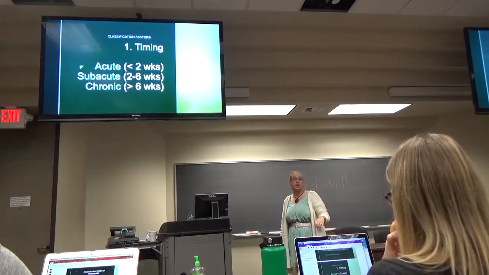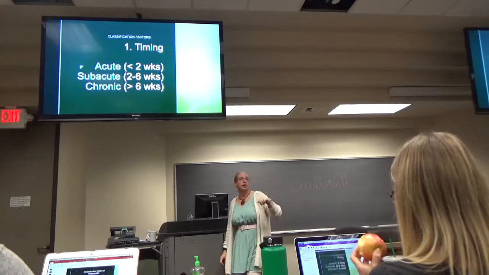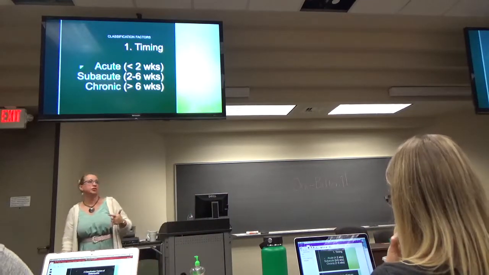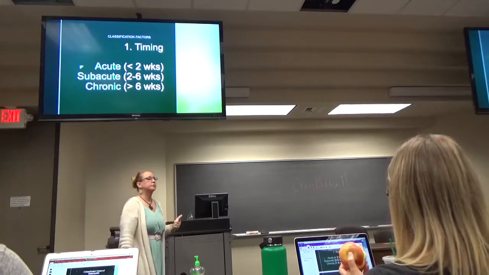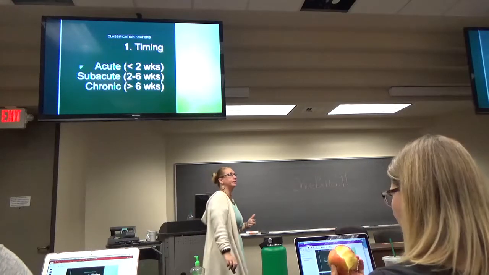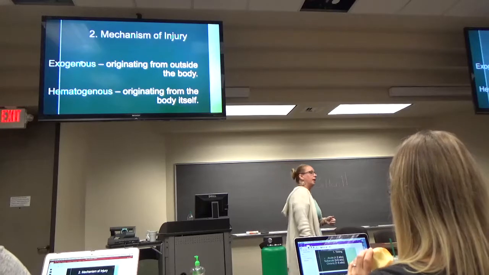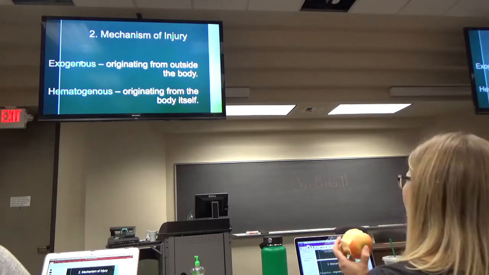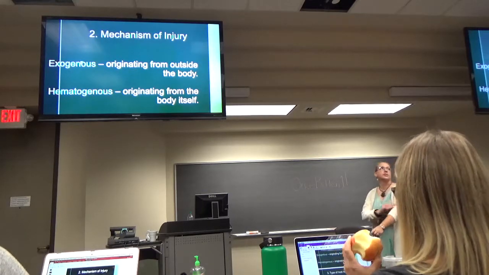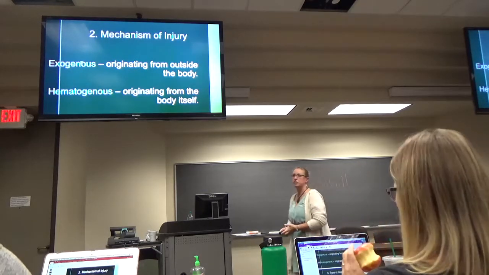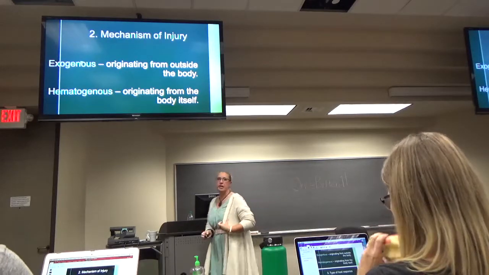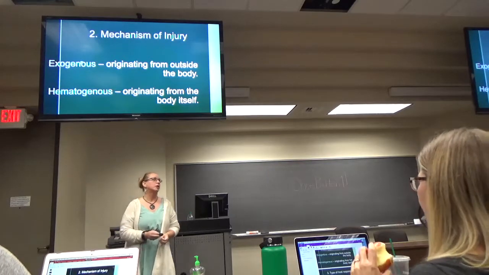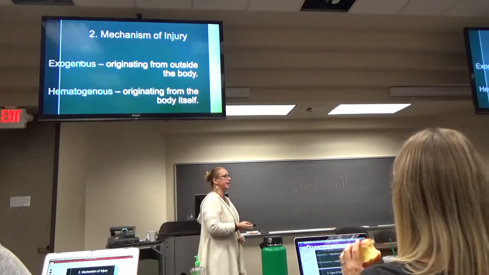Timing. So we're talking acute, subacute, or chronic. Acute is anything less than 2 weeks. Subacute is 2 to 6 weeks. And then chronic greater than 6 weeks. Mechanism of injury. Is it within the body or outside of the body? So exogenous, something from the outside entered and caused this infection, or 2, it originated from inside the body itself.